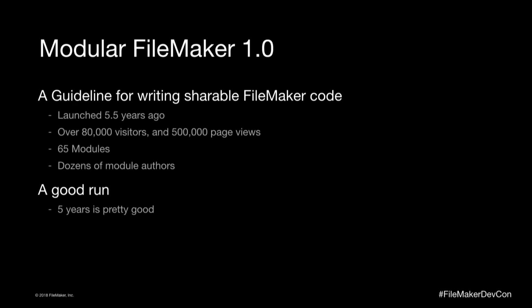So over time, we've made some changes. We adopted custom functions. A few years back, we shifted to using JSON for parameter passing. Back in Modular FileMaker 1.0, we said, hey, just use Let. Just use the Let function to pass data from parameter to parameter, from script to script, because it's native. It didn't require custom functions.